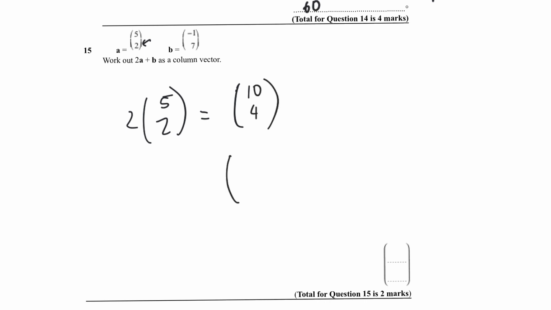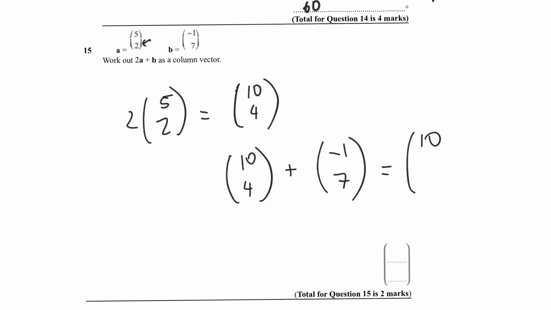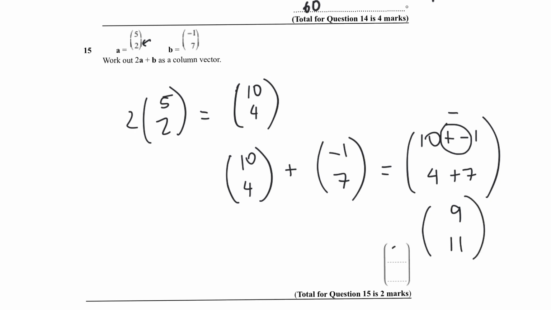And then because we're now adding them together, so that would be add to what b is, which is minus 1, 7. And then remember with vectors, you have to add the top numbers together, add the bottom numbers together. So that'll be 10 plus minus 1 and 4 plus 7. So we know if you have a positive and a negative next to each other, it ends up being a negative. So that would be 10 minus 1, which is 9, and then 4 plus 7, which is 11.